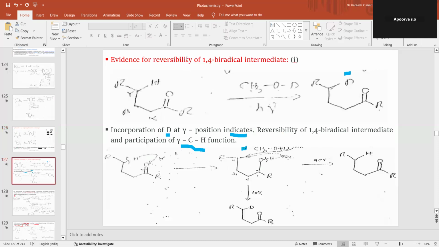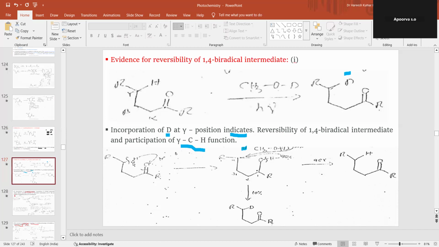Then evidence for the reversibility of the 1,4 biradical intermediate. That means if this reaction is carried out in methanol, more particularly deuterated methanol, then it is observed that at the alpha position, deuterium is obtained. This indicates the reversible reaction of Norrish type II reactions.